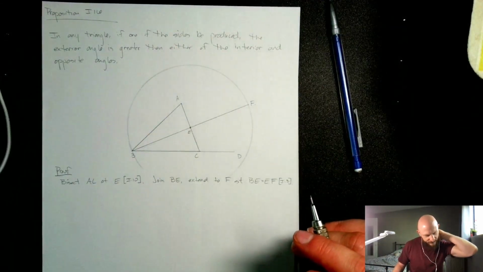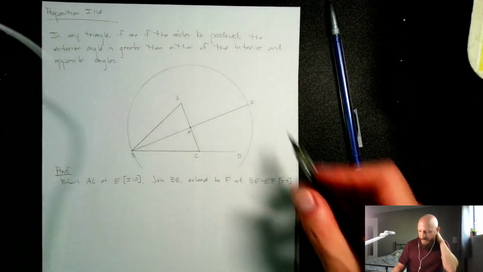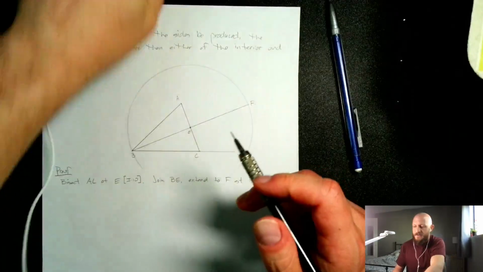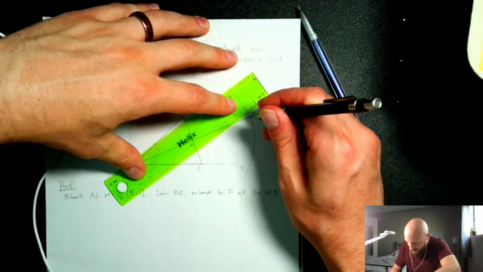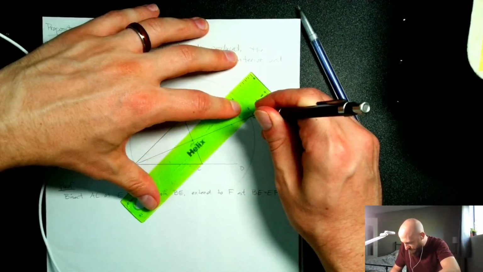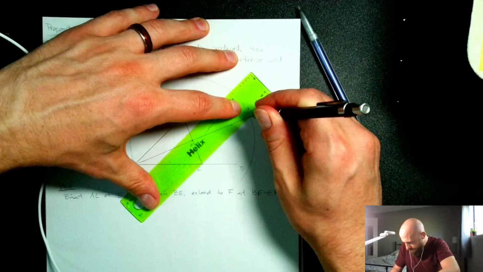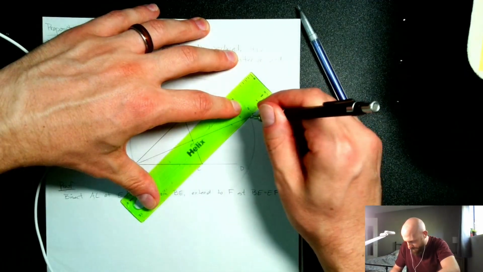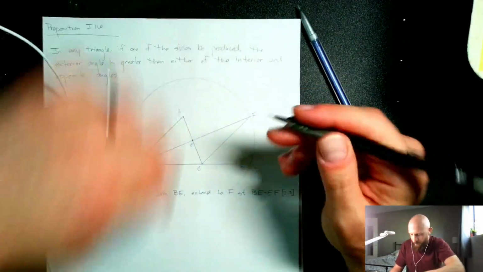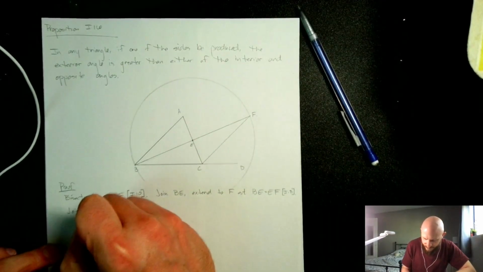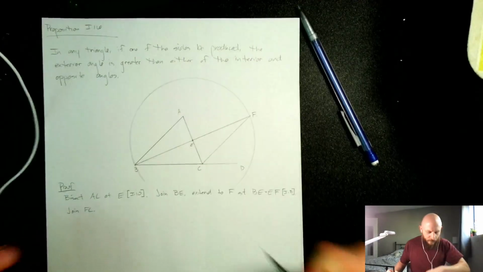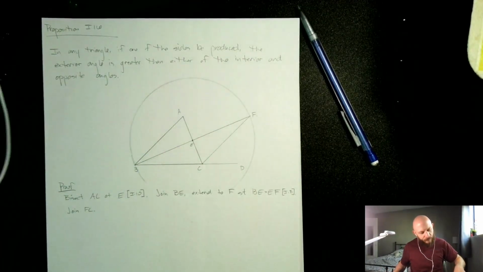What comes next? Next, we join FC. And for some strange reason, that one is justified using postulate 1. Seems a little arbitrary to me, but whatever. All right, so join FC. Postulate 1 says we can do that.